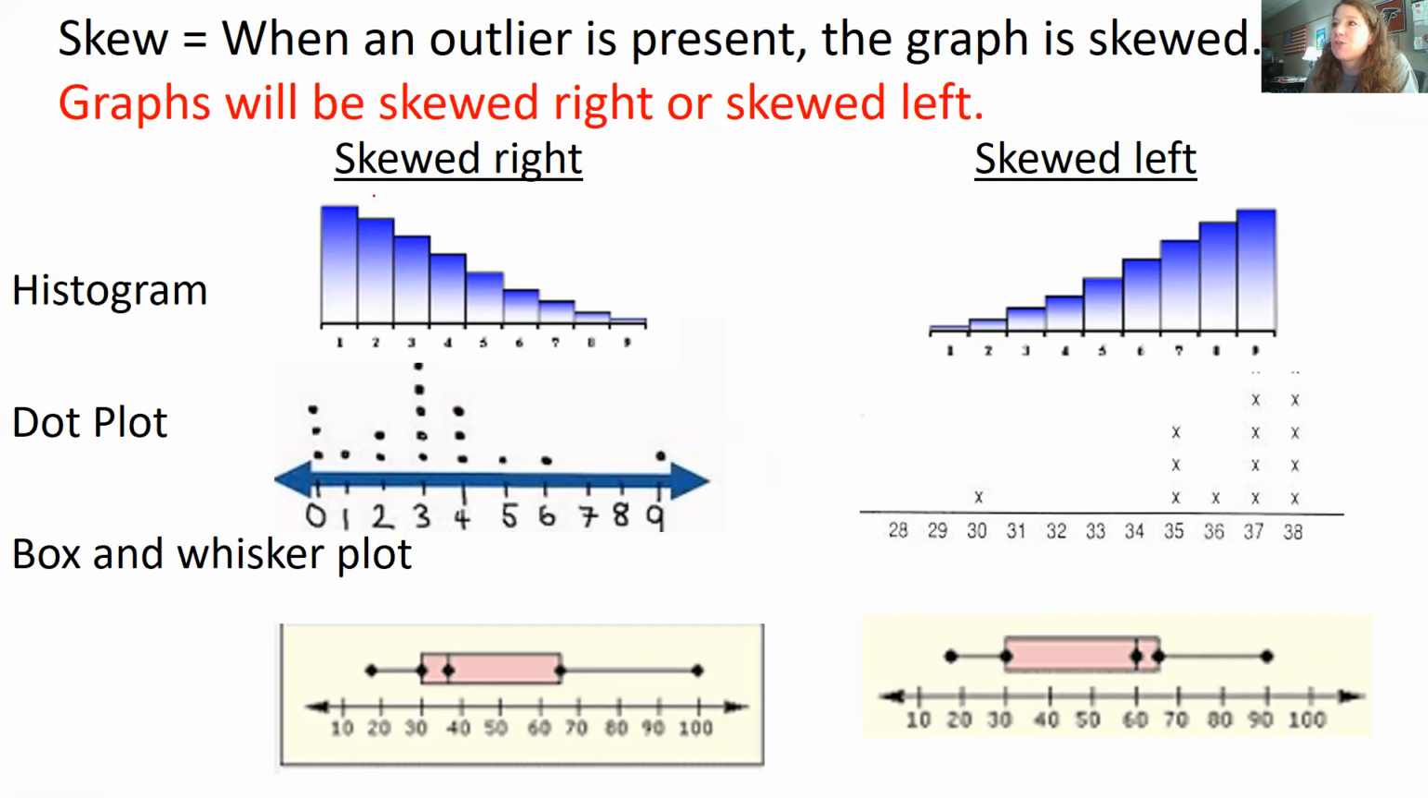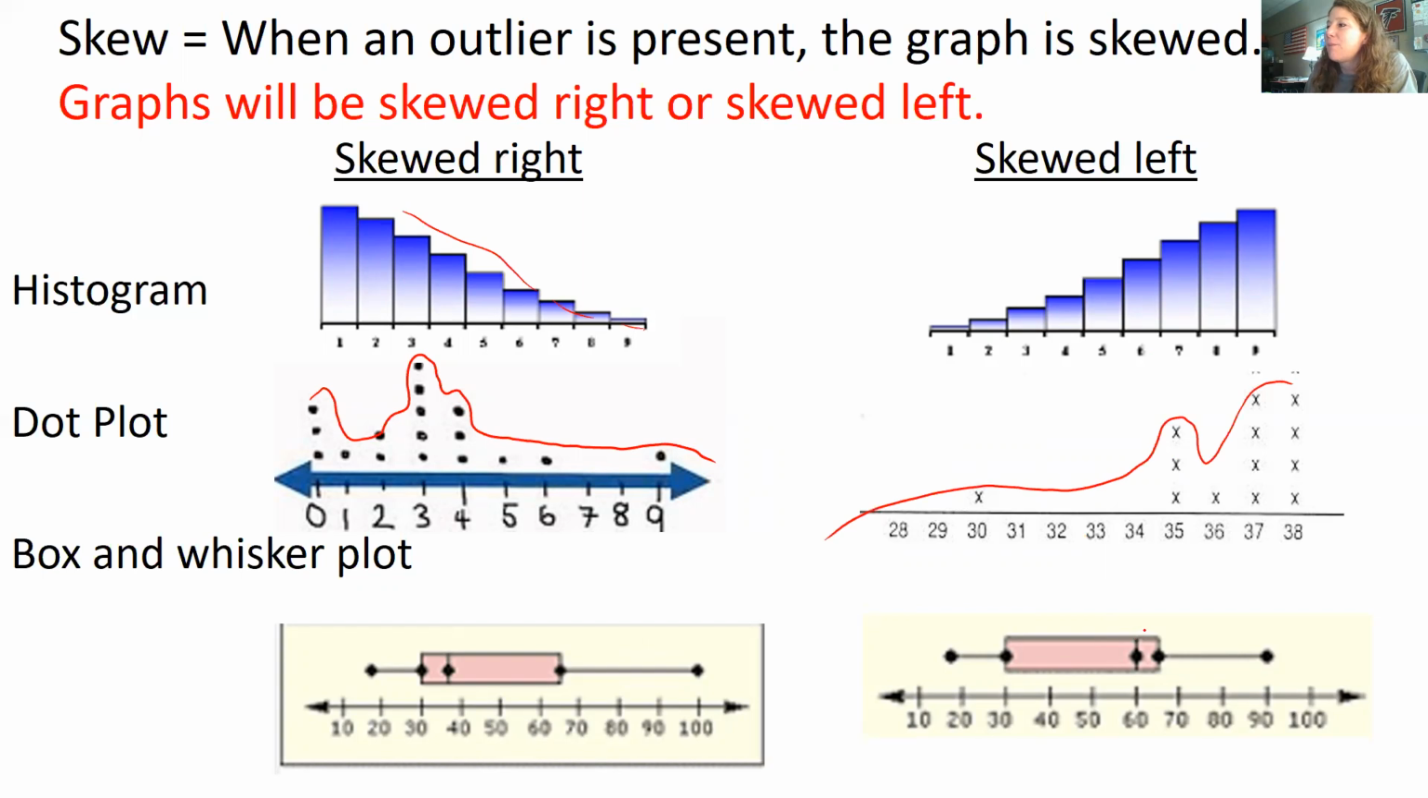Okay. So here are some graphs that are skewed, like I was talking about. The histogram is skewed right because it kind of trails off down here to the right. This dot plot is also skewed right because it kind of trails off here to the right. This box and whisker plot has a long right whisker, so it's skewed right. And then the rest of these are skewed left, obviously. This kind of drags on down here off to the left, right?